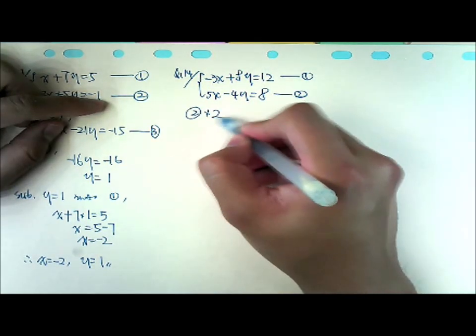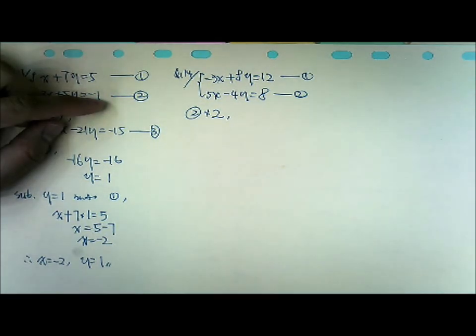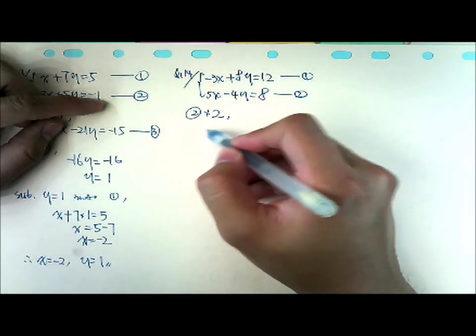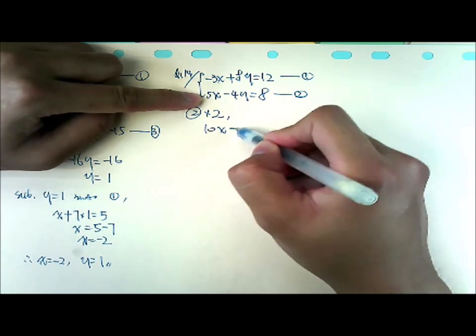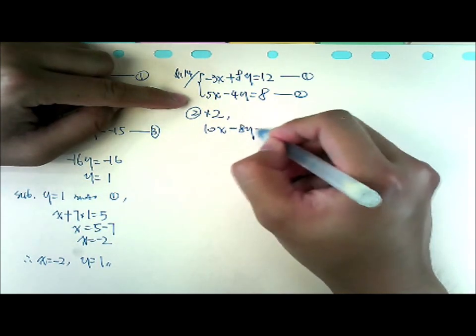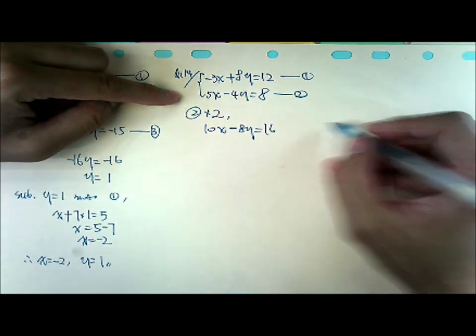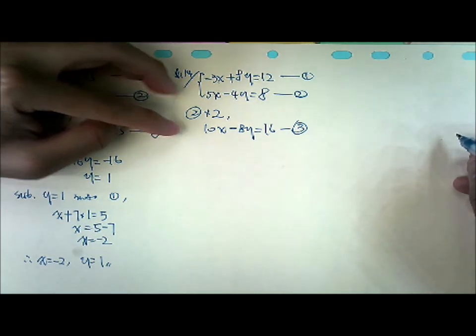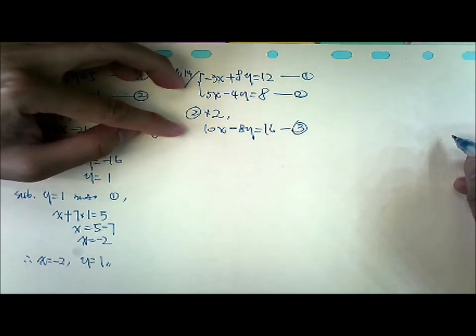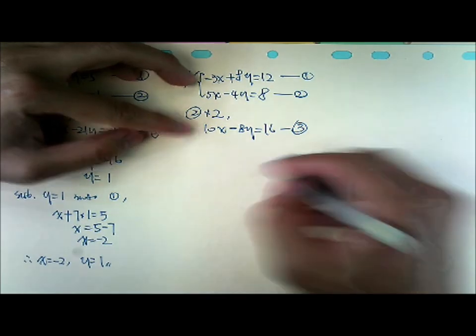So you do equation 2 times 2, which is okay, not minus 2, understand? So you times 2, then you get 10x plus 8y equal to 16, understand? Give it a new name, equation 3. So here you can do the addition of equation 1 and 3, understand?